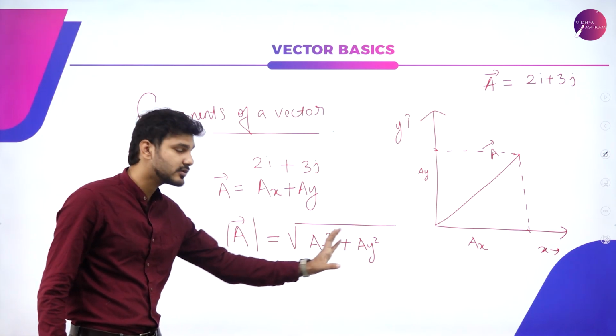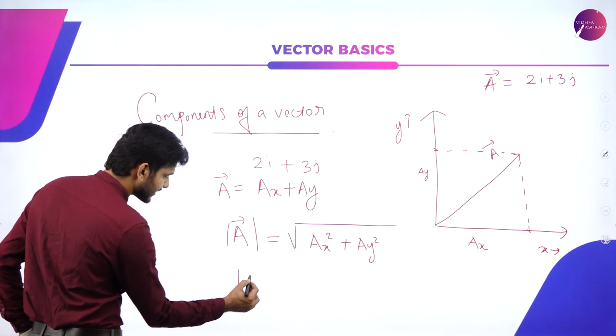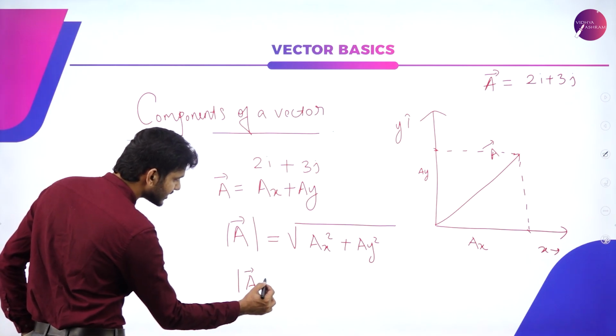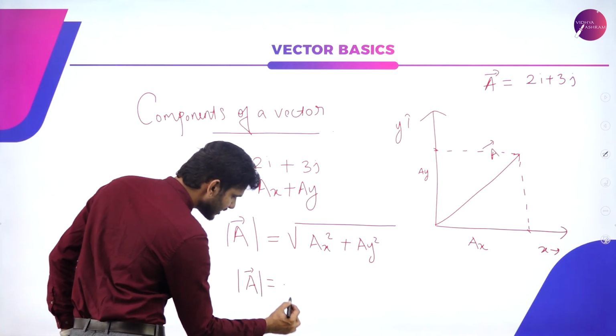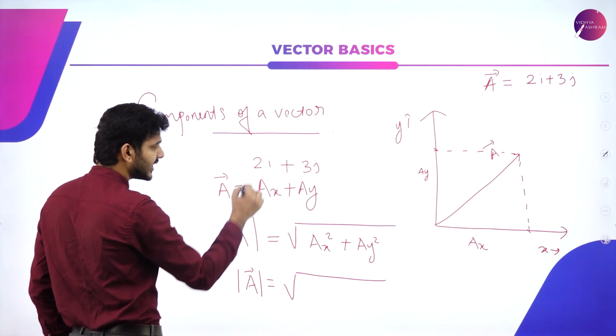Now we have to find the modulus or the magnitude value of that particular vector, and the magnitude value of that particular vector is written down as root of ax square, that is 2i square.